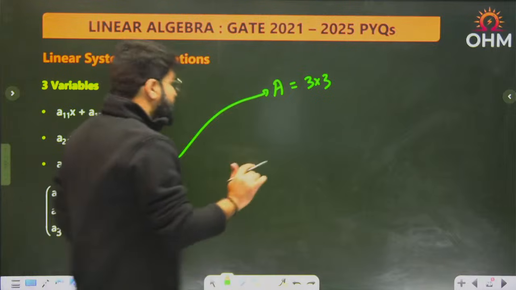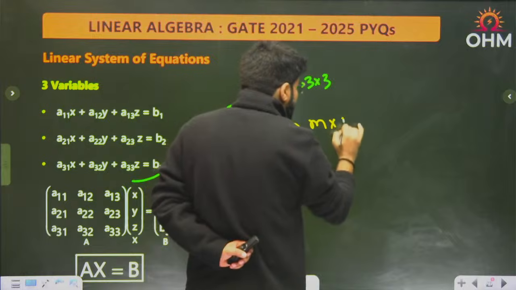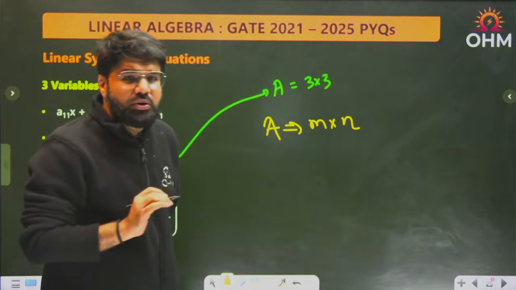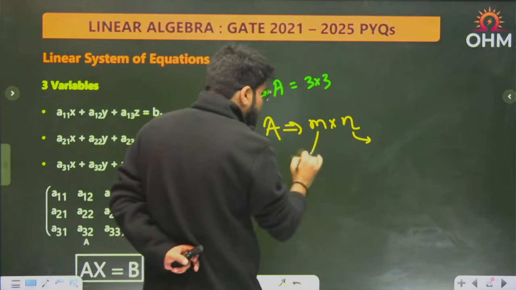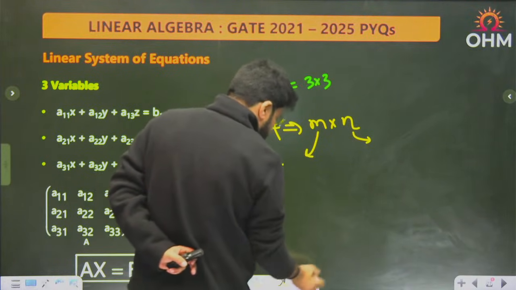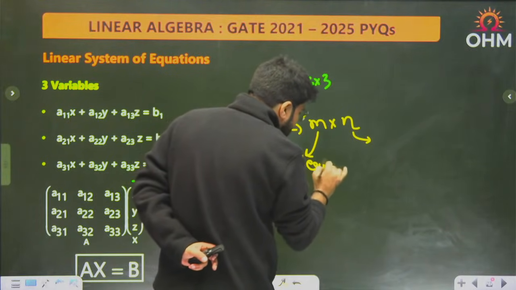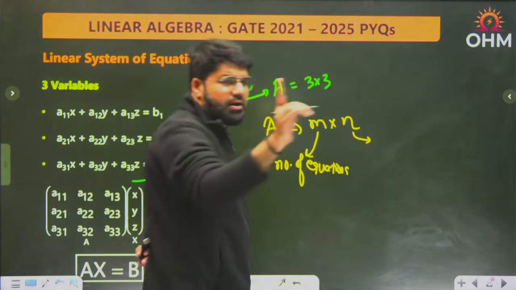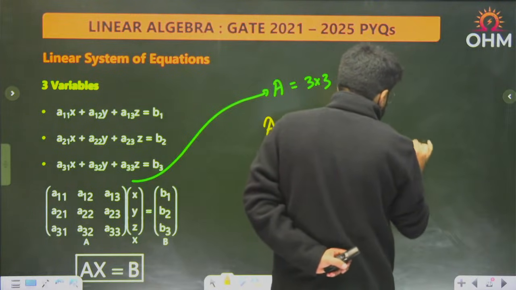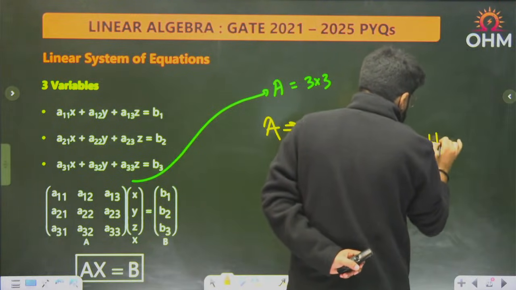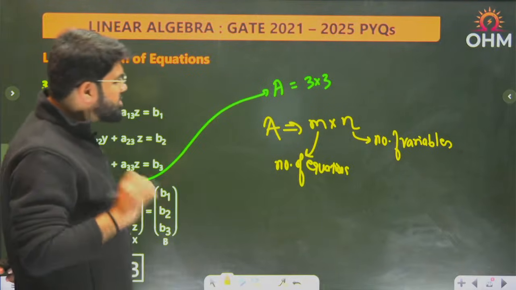Generally, if by chance a non-square matrix comes, that will happen when the number of equations is not equal to the number of variables. Suppose A is an m cross n matrix. M is always the number of equations, one row for every equation. n is the number of variables, one column for every variable. So m cross n is number of equations cross number of variables.